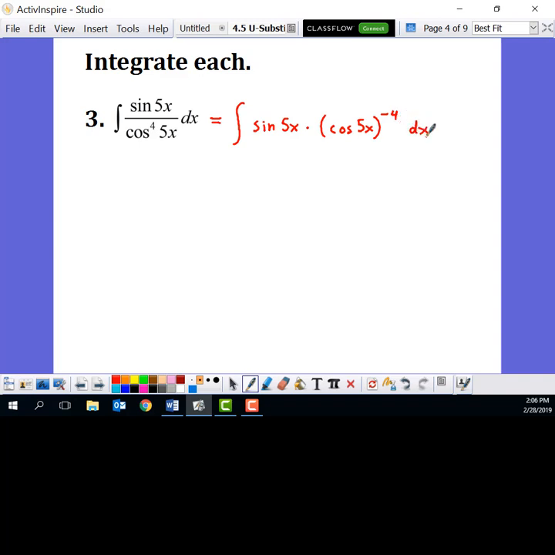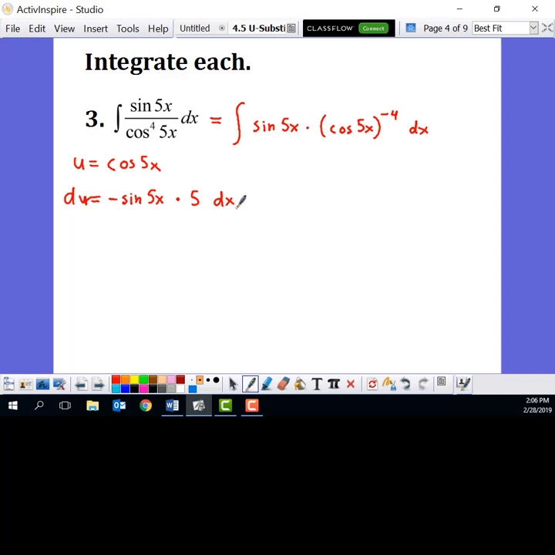Cosine 5x to the negative 4th power is, in my opinion, an easier way of approaching this problem because that makes the u substitution a little bit more obvious to us. We see that u is clearly cosine 5x. Now you have to be really careful when you take du here because you actually have to apply the chain rule. So we start by taking the derivative of cosine. The derivative of cosine gives negative sine 5x. But the chain rule tells us that to take this derivative, we have to actually multiply by the derivative of the inside as well. So the derivative of 5x here is just 5.